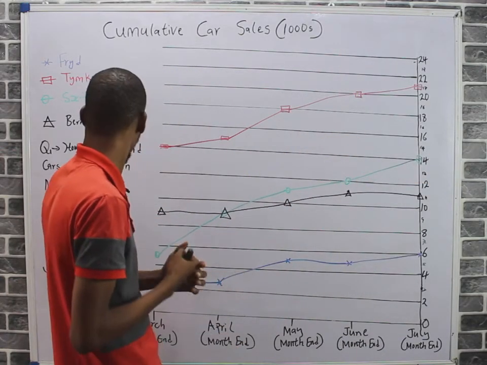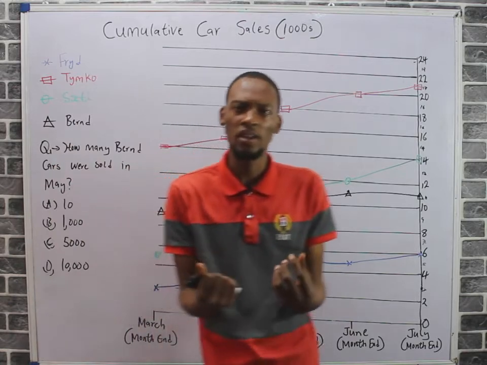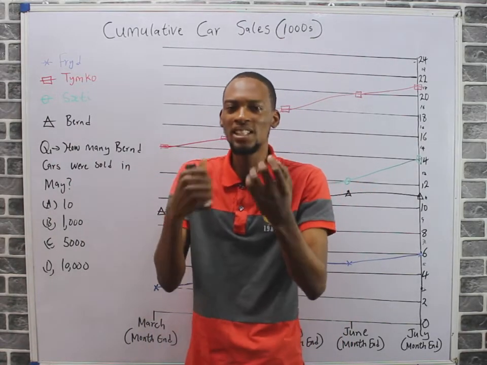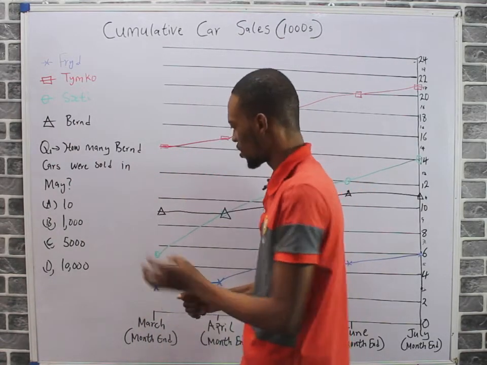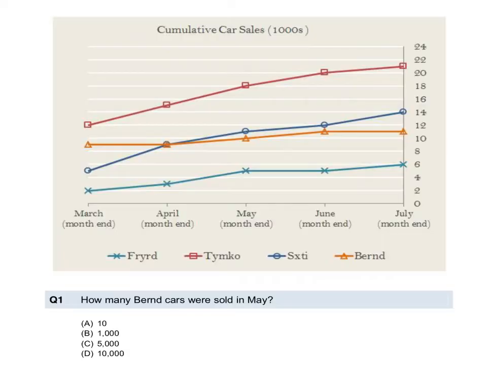That being said, let us go through the question. I will use the questions to explain more. The first question says, how many Bernd cars were sold in May?